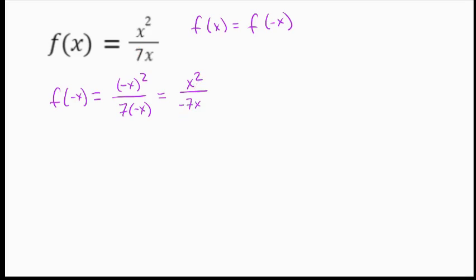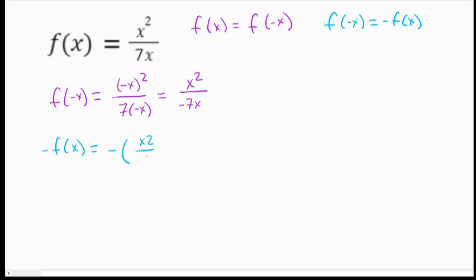So I've got to check next to see if it's odd by seeing if the new equation that I've created, f of negative x, is equal to negative f of x. So in that case, all I really need to do is multiply the original function by negative 1. And when I do that, this gets a little bit tricky because it's a fraction. So, I basically just say negative x squared over 7x.